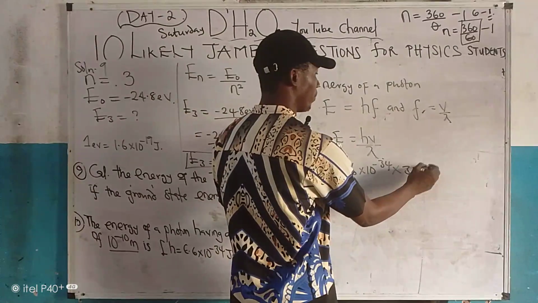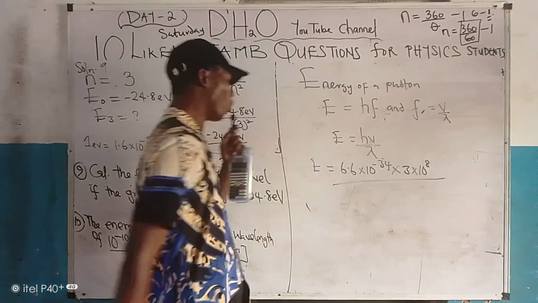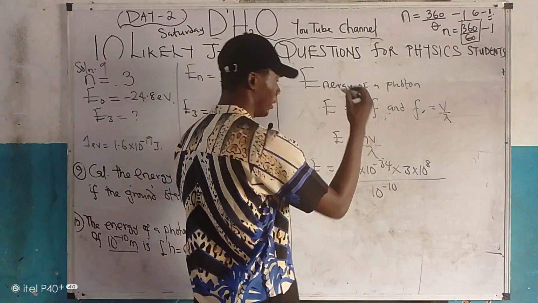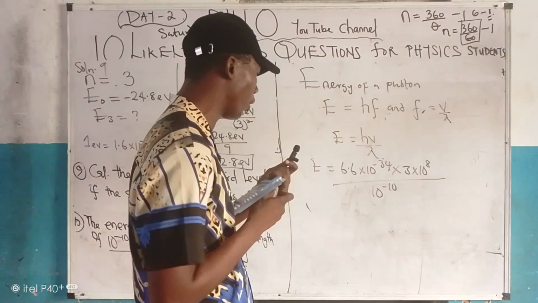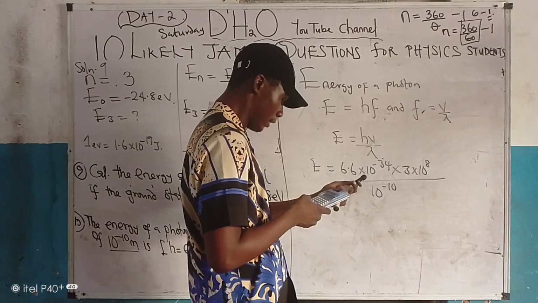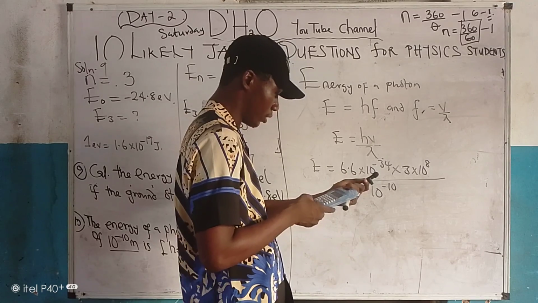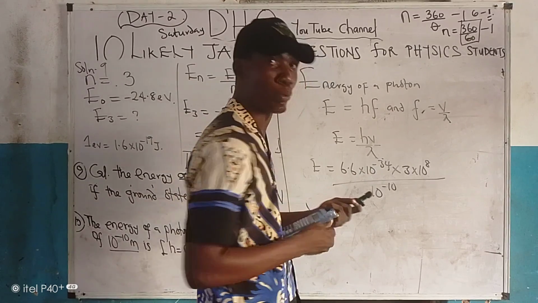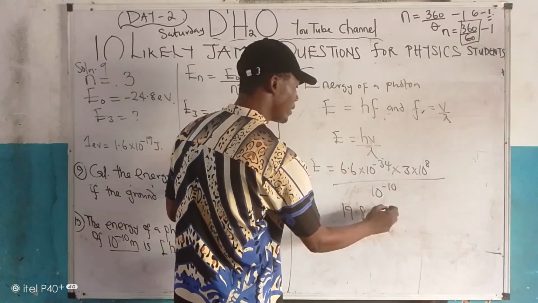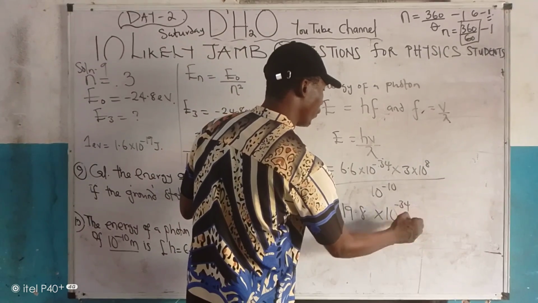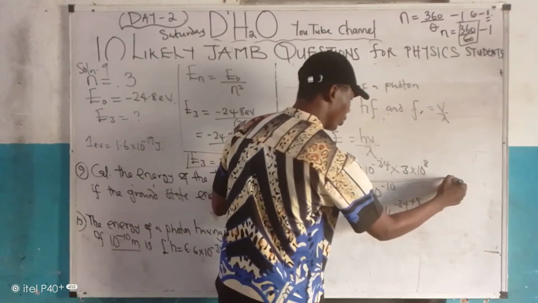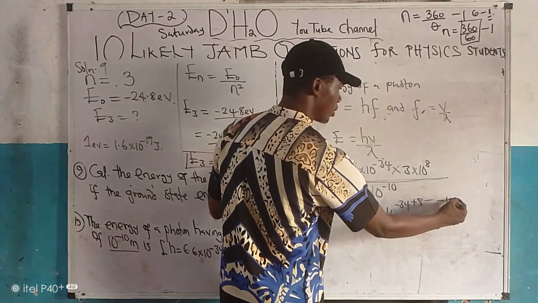Remember that v is the speed of light and it's constant, which is 3 times 10 raised to the power of 8, all over the wavelength. What's the wavelength given in the question? 10 raised to the power of minus 10. So what do we do? Remember I told you before, multiply this by this first, so that you have 6.6 times 3, which gives us 19.8. Then take 10 raised to the power of minus 34, you add it with 8, but you subtract here because you have division, so you have minus 10.